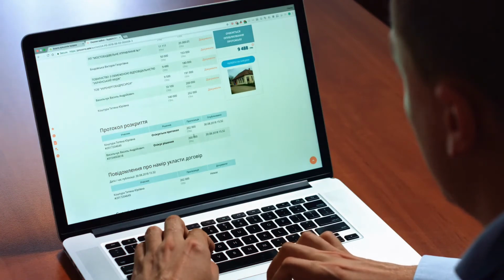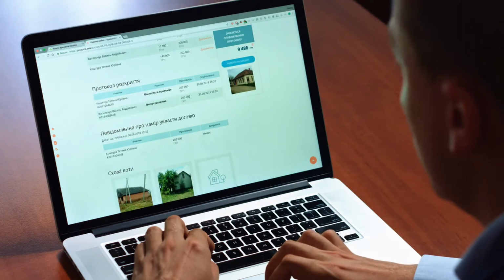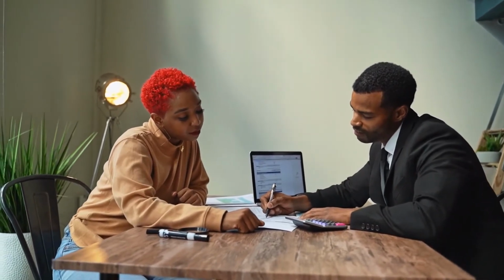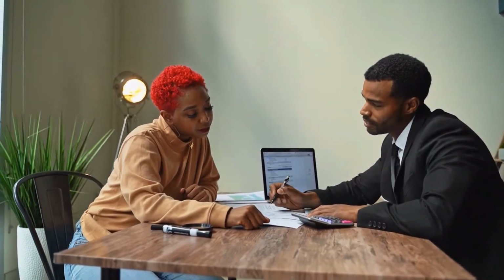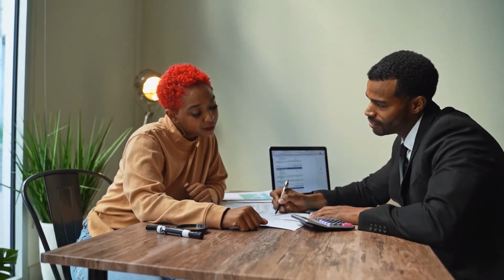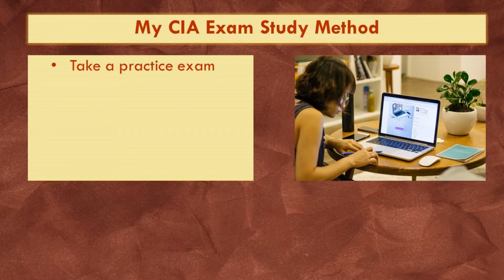I highly recommend answering lots of practice questions and taking practice exams. While you may be familiar with just the general concepts and the IIA standards, it is important to also be familiar with the format of the exam questions. We all know that you are smart and you're a great professional, but please study specifically for this test.